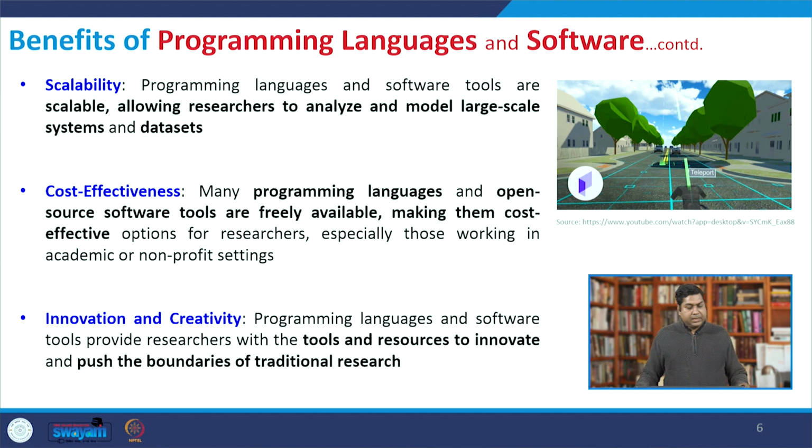Next is the scalability. Programming languages and software tools are scalable, allowing researchers to analyze and model large scale systems and data sets. That is possible nowadays. Now coming to the cost effectiveness, you can say that some of the software is very costly, okay, and definitely cannot be used. But many programming languages and open source software tools are freely available, which you can use, making them cost effective options for researchers, especially those working in academic and non-profit settings.